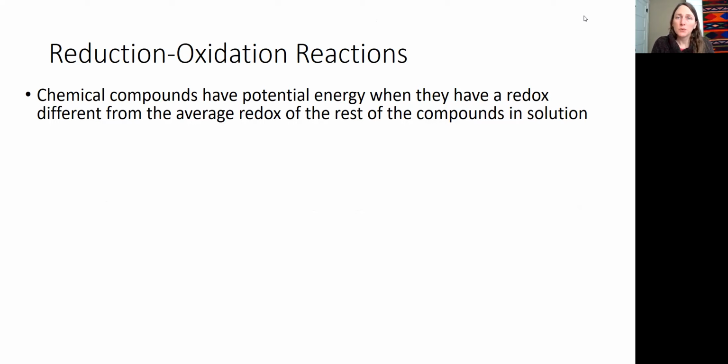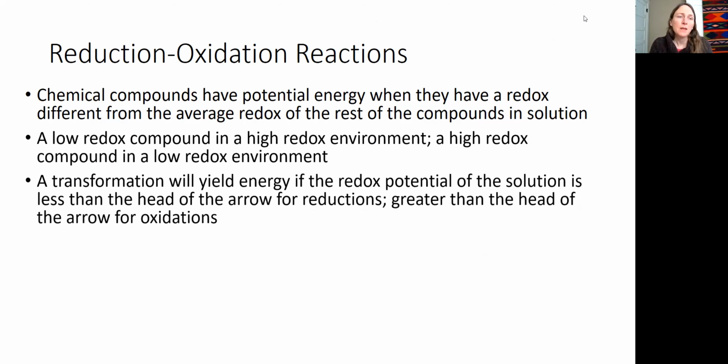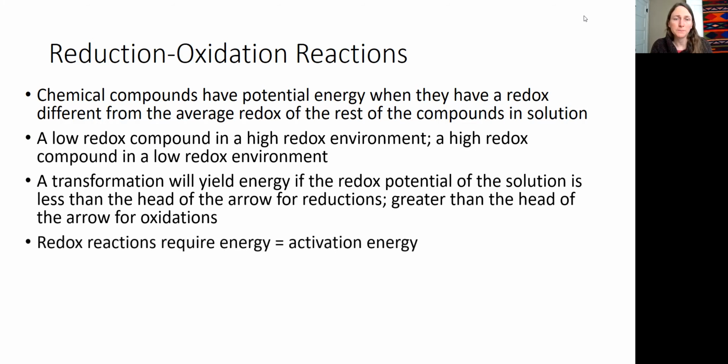Chemical compounds have potential energy when they have a redox that's different from the average redox of the rest of the compounds in the solution. So a low redox compound in a high redox environment has a lot of potential energy, and a high redox compound in a low redox environment has a lot of potential energy. A transformation will yield energy if the redox potential of the solution is less than the head of the arrow for reductions or greater than the head of the arrow for oxidations. So this tells you when certain things will yield energy.